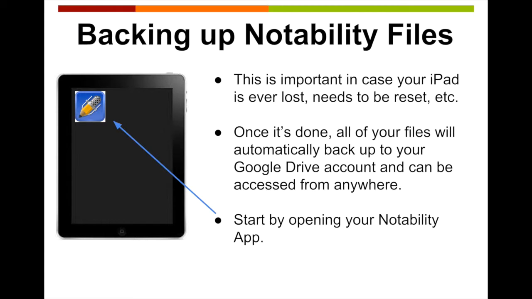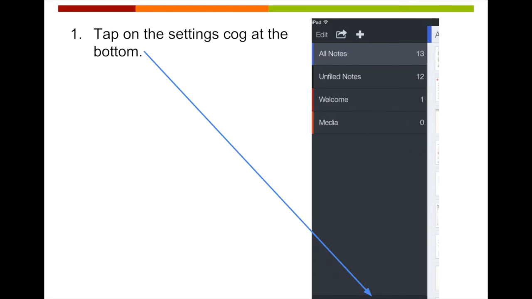In order to do that, we're going to ask you to start by opening your Notability app, which looks like a pencil as an icon on your iPad. When you're in Notability, we're going to ask you to tap on the settings cog at the bottom of the screen. That's that gear at the bottom of the screen where it says Notability. Right next to that is what we call a cog, but this is actually a settings icon. We're going to click on that and get to the part that we need to work with.